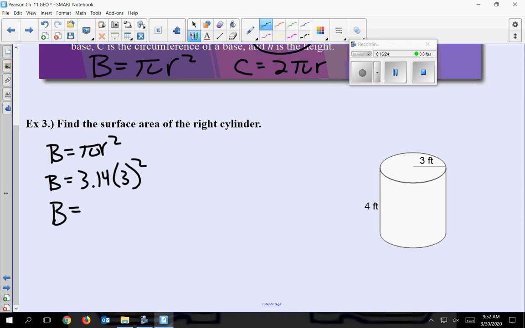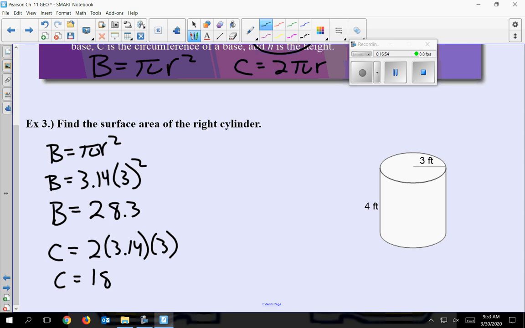3 squared is 9. Remember, you're only squaring the 3, not the whole thing. So 3 squared is 9. 9 times 3.14 is going to get me about 28.3. I rounded that. And since I'm over here, I'm just going to do the circumference also. So circumference is going to be 2 times pi times the radius, which was 3 again. So I multiply all that out, and I get about 18.8. And that's also rounded, okay?